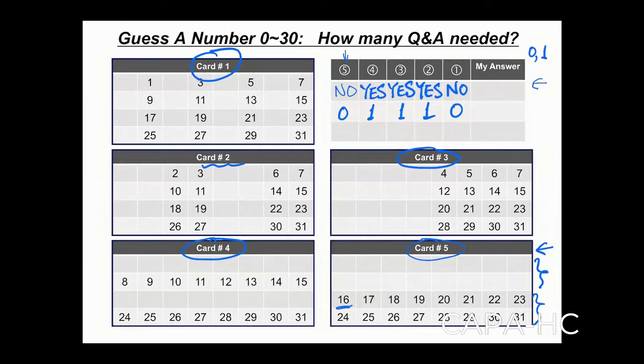And then when we move on to the next card, you see that in this card, every other line of numbers was in. And you already know my number is quite a small value. So my number will be in the rows that were showing up in card number 4.